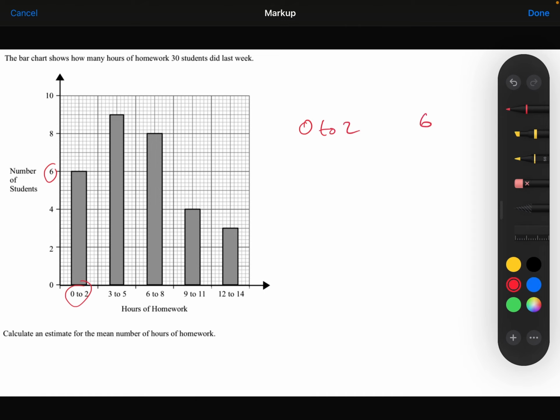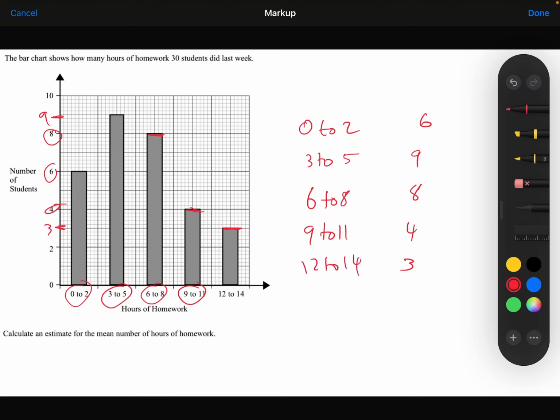There were 9 students that spent between 3 to 5 hours. There were 8 students that spent between 6 to 8 hours. There were 4 students that spent between 9 to 11 hours. And then there are 3 students that spent between 12 to 14 hours.